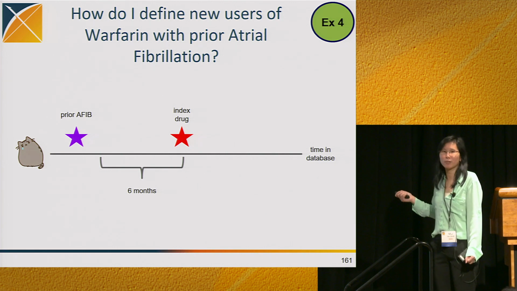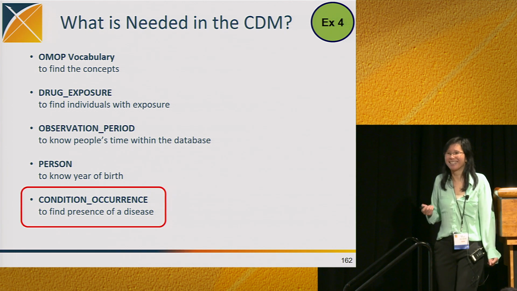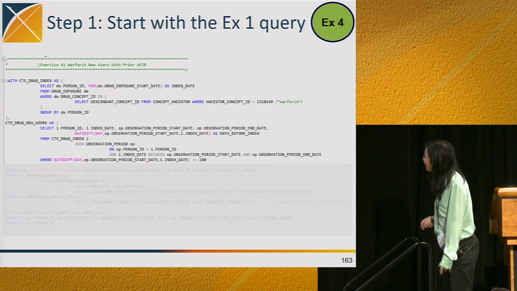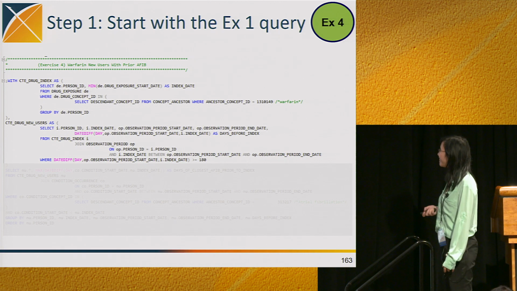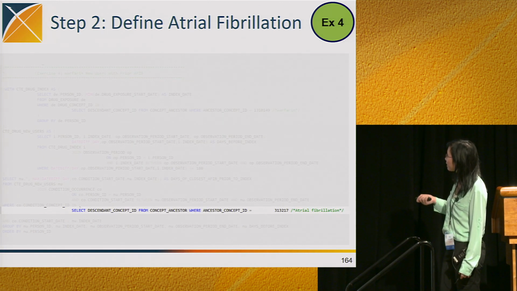Atrial fibrillation. Where do you think atrial fibrillation is going to sit? I hear some people saying we're going to add condition occurrence to the tables. Okay, so similar, this is what we had before.